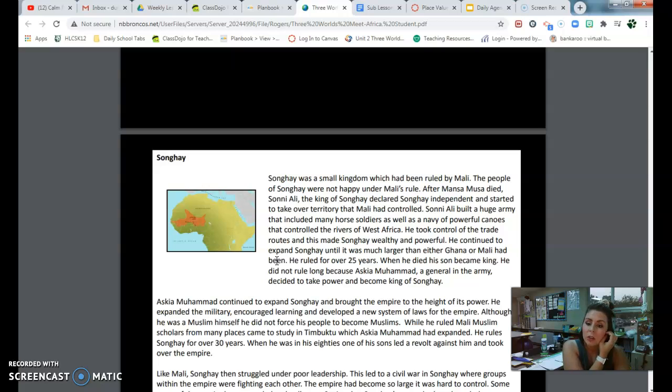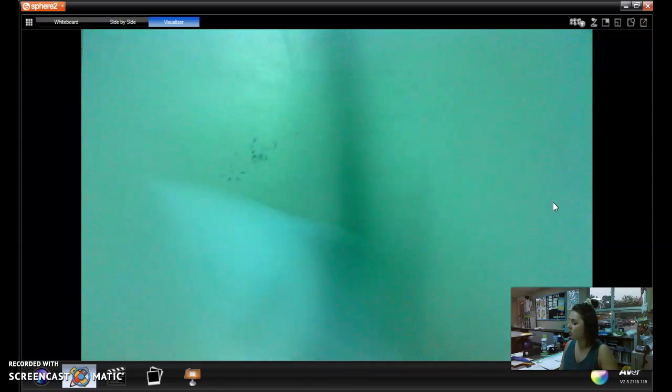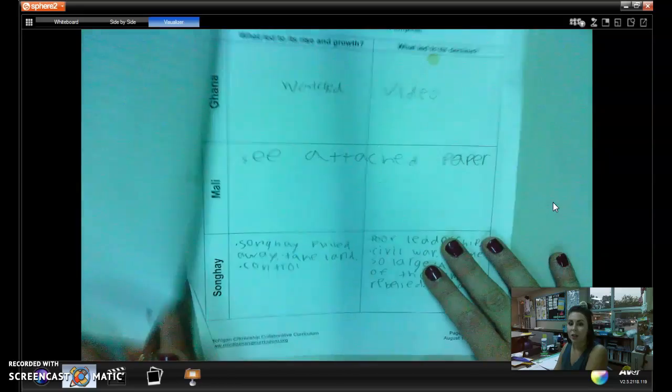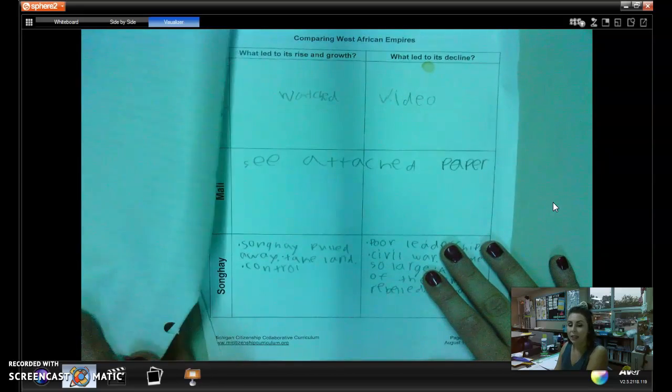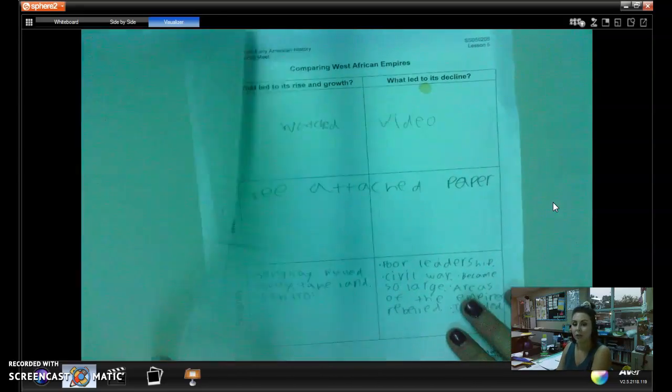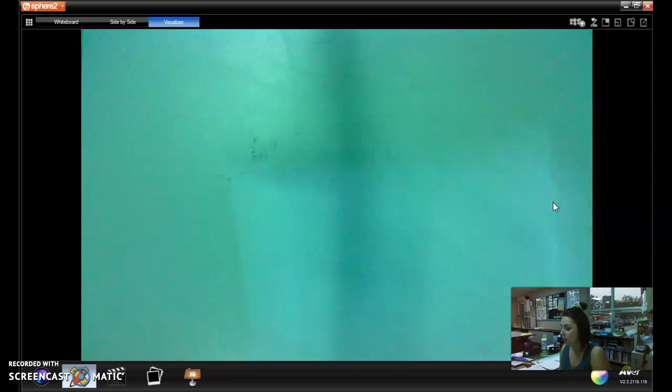Now we're going to switch gears a little bit. On the back of this sheet of paper, I'm borrowing Christopher's for a second. So you have this sheet that you guys were working on for Ghana, Mali, and Songhai. Make sure you have this out, and Chris has his attached paper to it because he didn't have this sheet at first. So if you have your attached paper, you can get that out.